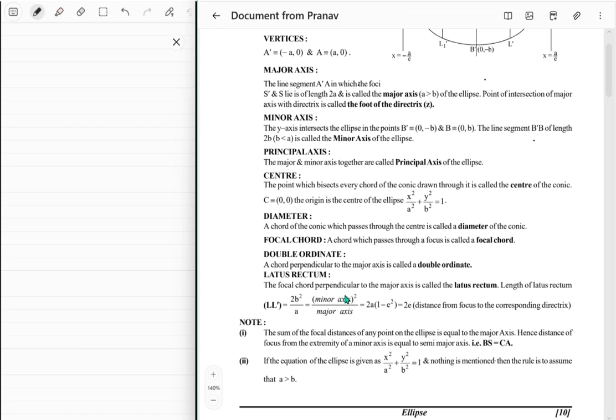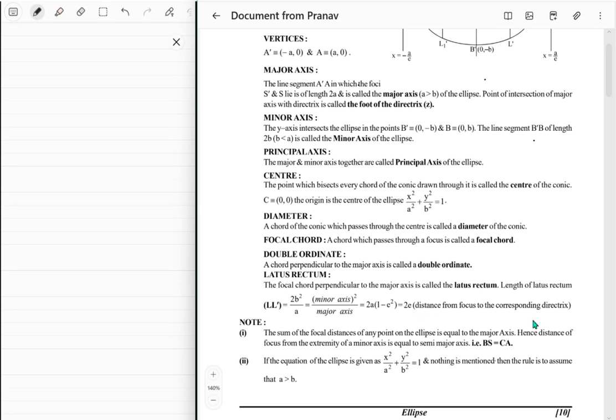2b squared upon a, minus x squared upon the major axis, which is like 2a times 1 minus e squared. Okay, it's like 2e times the distance from the focus to the corresponding directrix. Understandable. From the focus to the right. Okay, no big deal, it's understandable.